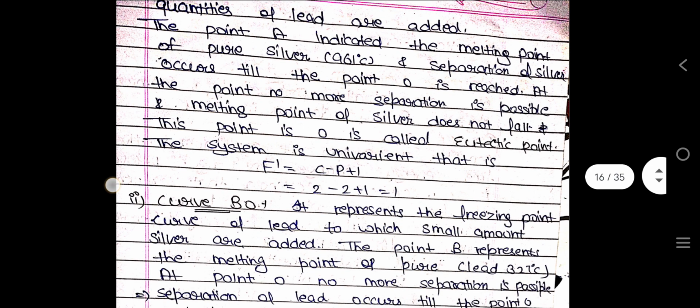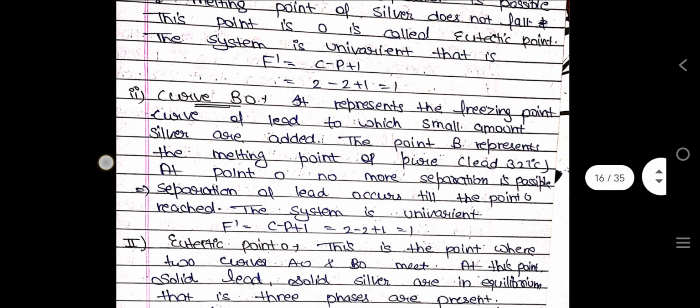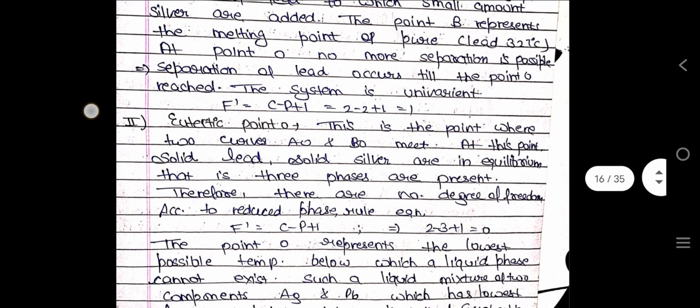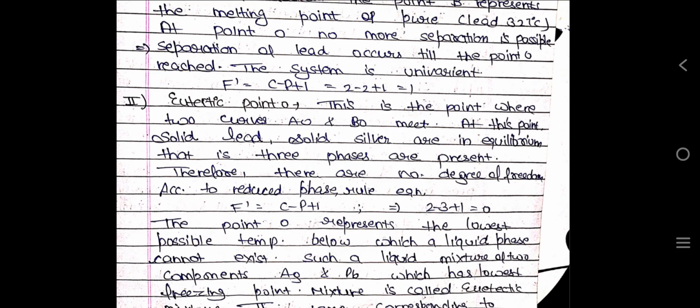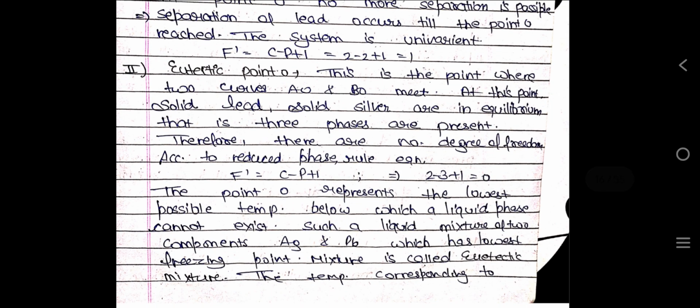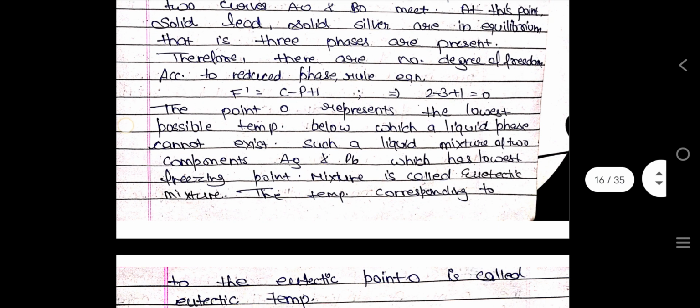The diagram is drawn taking temperature and composition along the axes. The equilibrium diagram consists of two curves OA and OB intersecting at point O. Curve OA represents the freezing point curve of silver to which small quantities of lead are added. The point A indicates the melting point of pure silver, and separation of silver occurs till the point O is reached. At point O no more separation is possible and the melting point of silver does not fall. This point O is called the eutectic point.